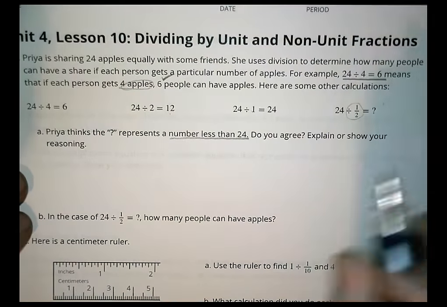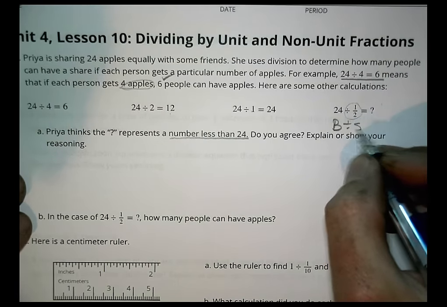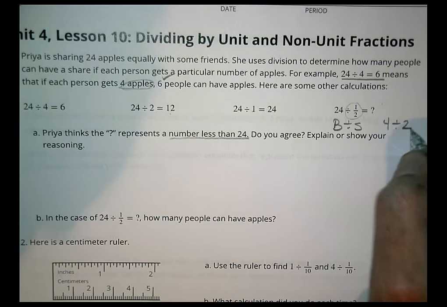Well, we've said before that when you divide a big number by a small number, let's say if you had 4 divided by 2, you end up with, in this case here, 2.